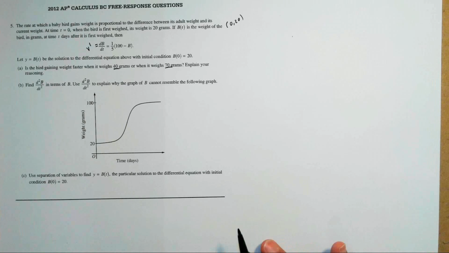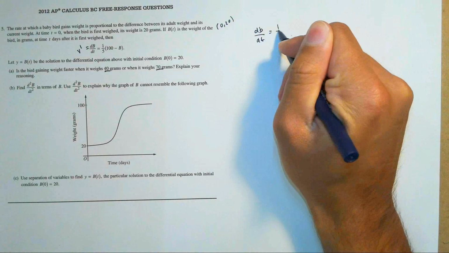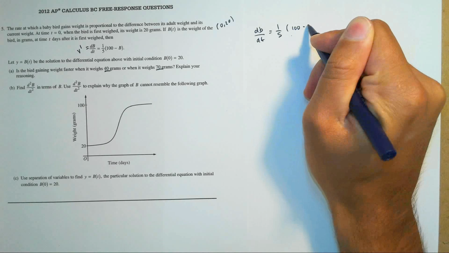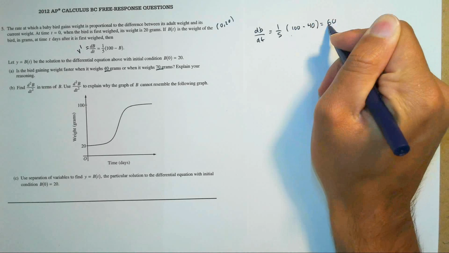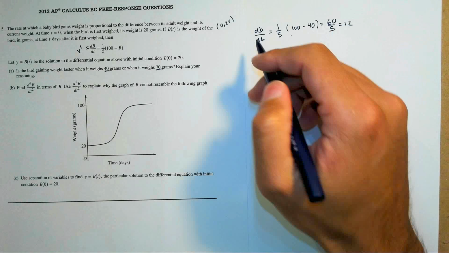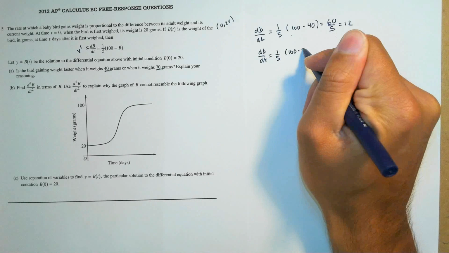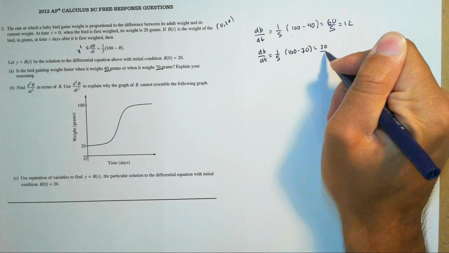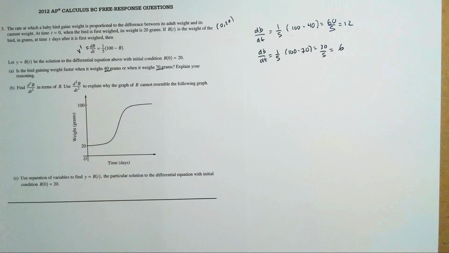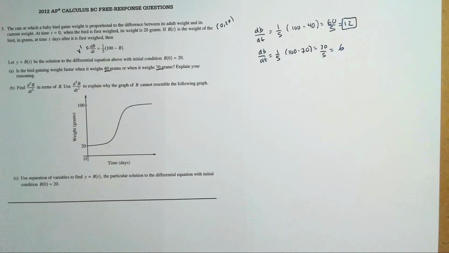So when we plug it in, we're going to get dB over dt equals 1/5 times (100 minus our first one, which is 40), which simplifies to 60 over 5, which gives me 12. And then the next one is dB over dt equals 1/5 times (100 minus 70), which is 30 over 5, which ends up giving me 6. So look at the two numbers. Is the bird gaining weight faster when it weighs 40 grams or when it weighs 70 grams? Well, I would say 12 because that's a bigger number. That means it's increasing a lot faster.